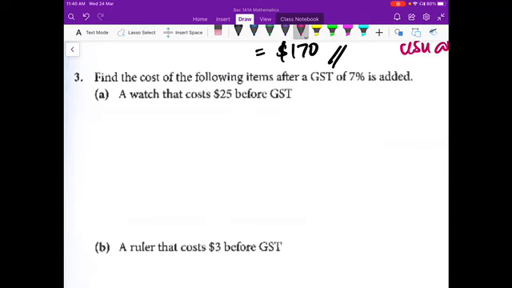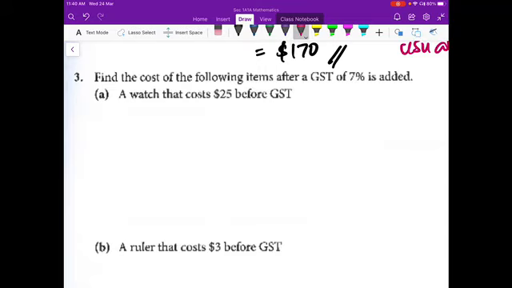Okay, so listen. New, something different now. GST, Goods and Services Tax. Eventually it's going to be 9%.